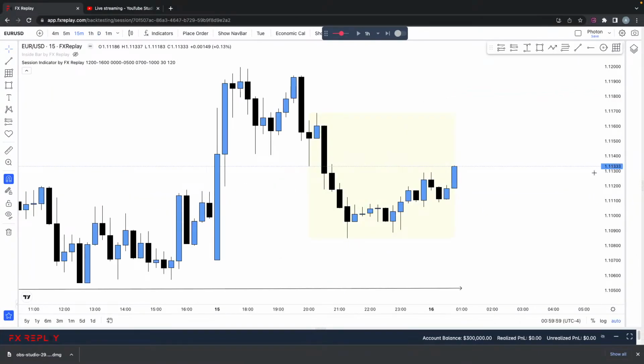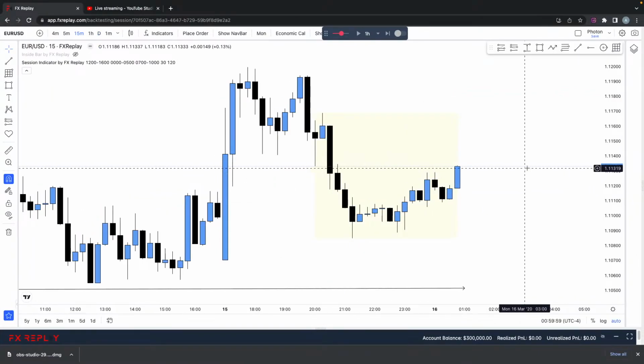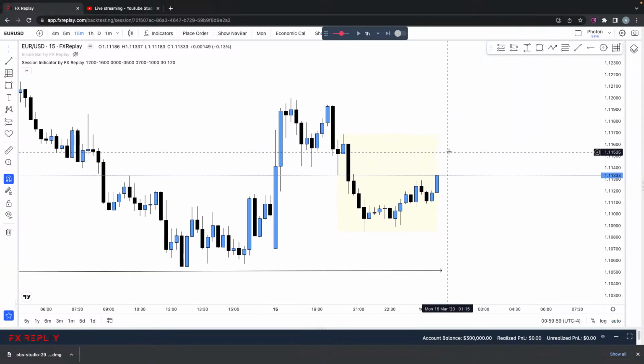Audio quality is fantastic. Oh, that's great. I'm using the mic though, so it should be good. But as long as it's showing in the stream, that's brilliant.